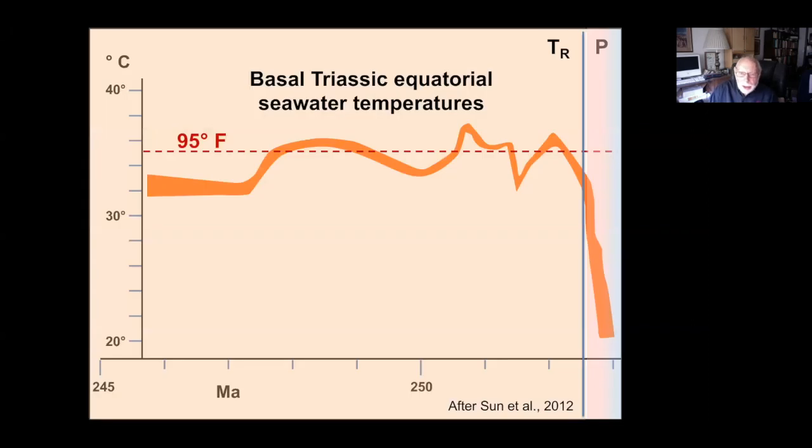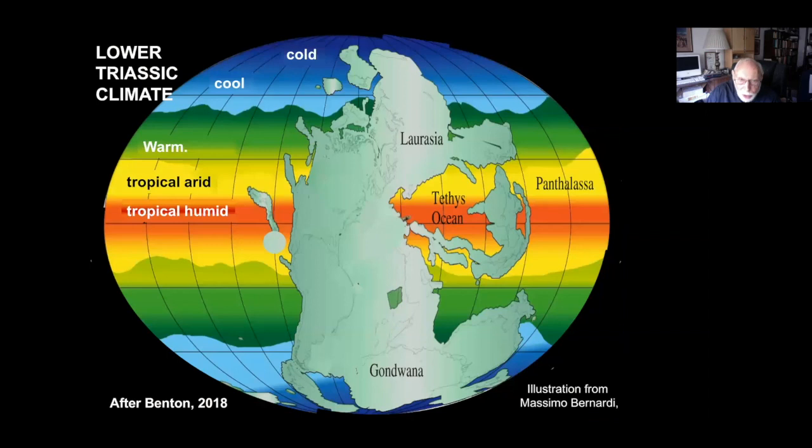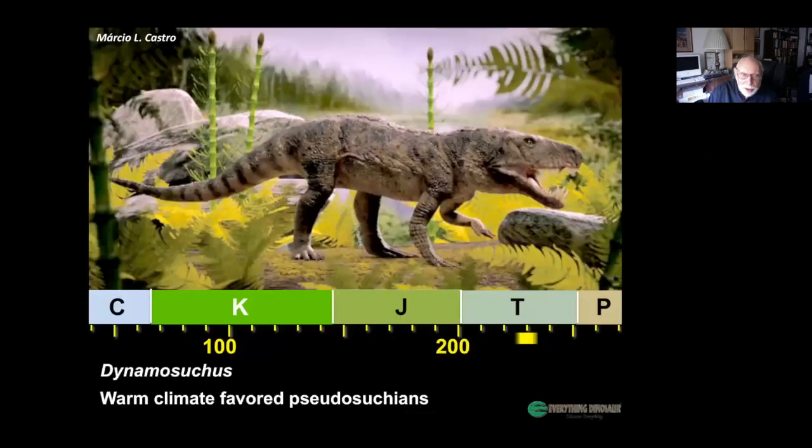And those high temperatures persisted into the Triassic. So it stayed warm, really warm, for basically most of the Triassic. And that warm climate suits pseudosuchians and crocodiles very well. So they basically took advantage of this climatic change and ruled the earth.